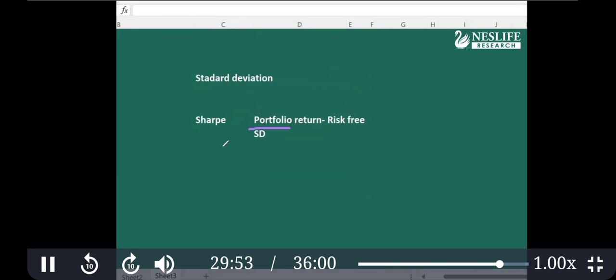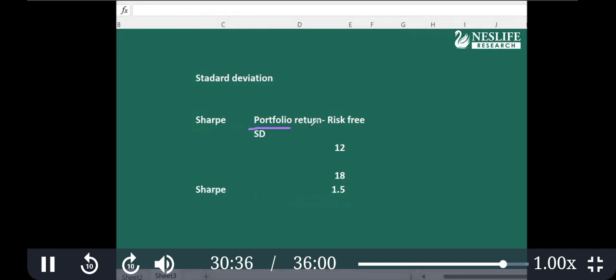the Sharpe's. For example, one portfolio gives 14% and the FD return is 6%. And then if one stock has a standard deviation of 12, now you'll see that 8 divided by 12, so Sharpe's ratio is less than 1. Suppose a mutual fund has 24% return, the Sharpe's ratio becomes 1.5. This is Sharpe's ratio.